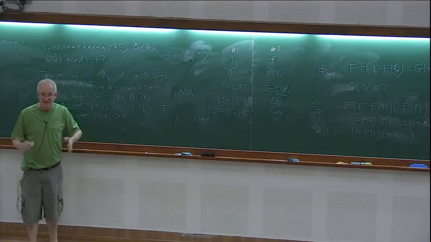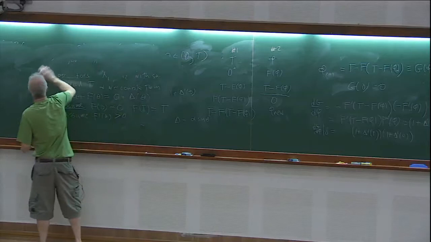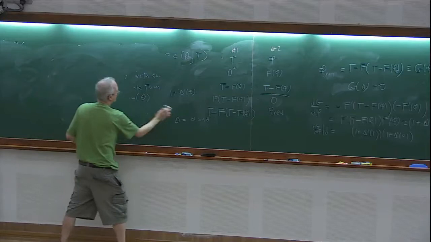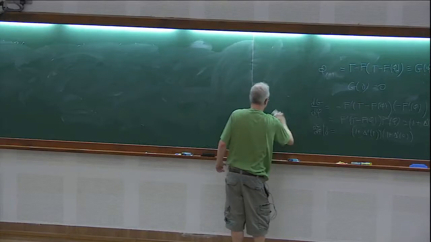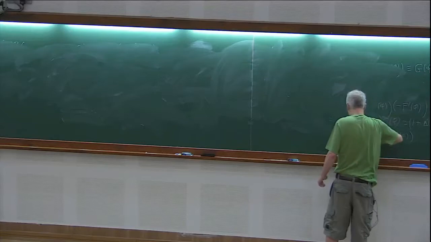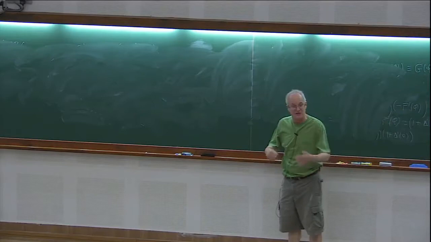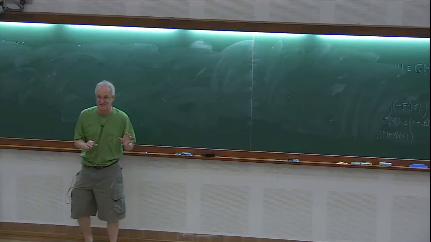So now, I want to go to a more general scenario and take us to weakly coupled oscillator theory, okay? And this is going to be a little technically difficult, all right? So I want to set things up. And then I might just skip the steps, okay? But let's set this system up.